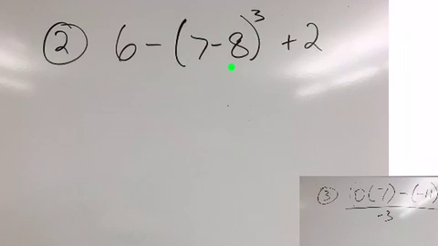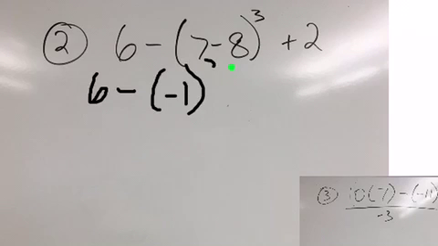All right. Do we have any parentheses? That's the first thing, always parentheses. And we do. We've got the 7 minus 8 in the parentheses. That exponent right there is out of the parentheses. So let's go ahead and do the 7 minus 8. We'll keep the 6, keep the subtraction sign, parentheses. 7 minus 8 is negative 1 cubed plus 2. All right. Parentheses are done.